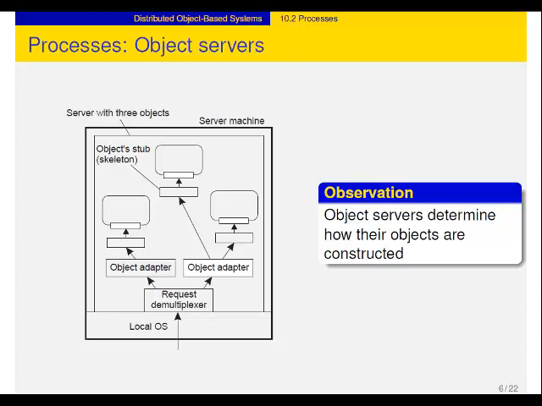The IP address is something like, hey, I think that thing is over there. But the other part is so specific to the object server, it's the only one who can actually interpret all these messages, these references. Okay. So the object servers determine how their objects are constructed and how they are referenced. Okay?